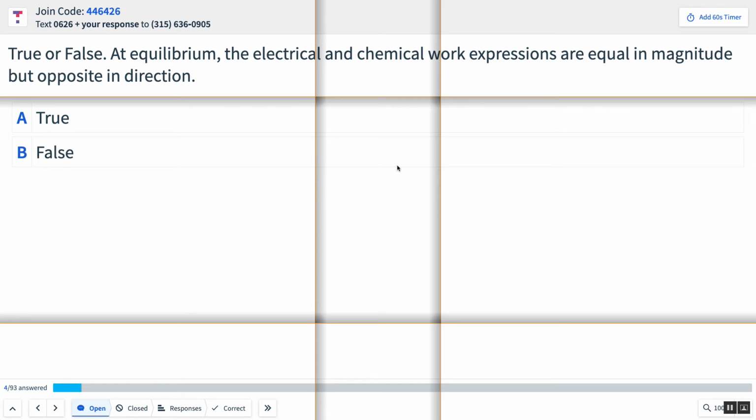So today, true or false, at equilibrium, the electrical and chemical work expressions are equal in magnitude but opposite in direction. Is this statement true or false? And you can turn to your neighbor. This is basically the definition of electrochemical equilibrium.